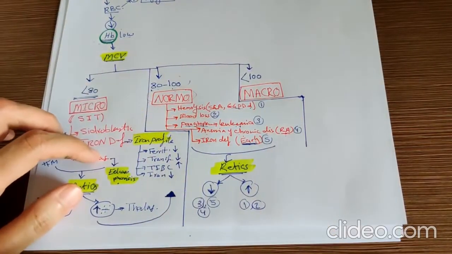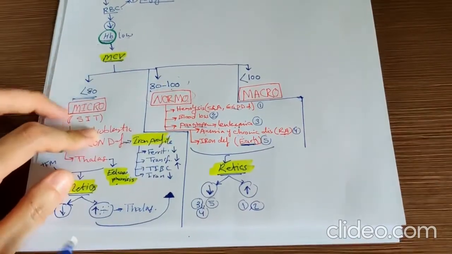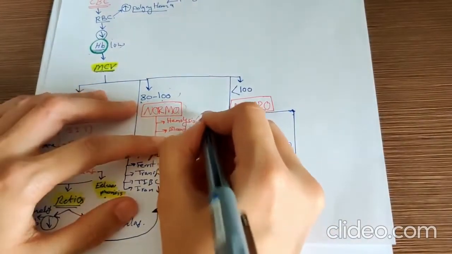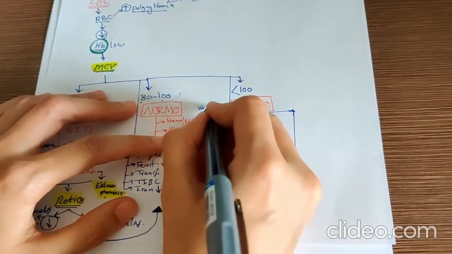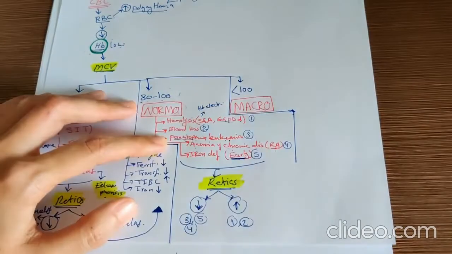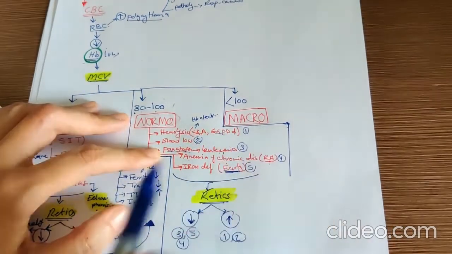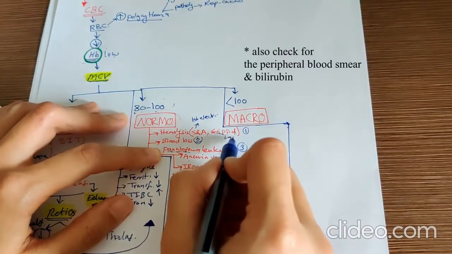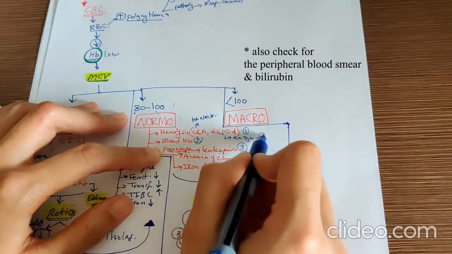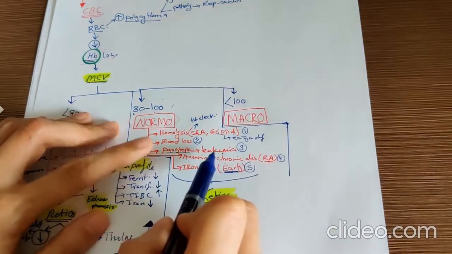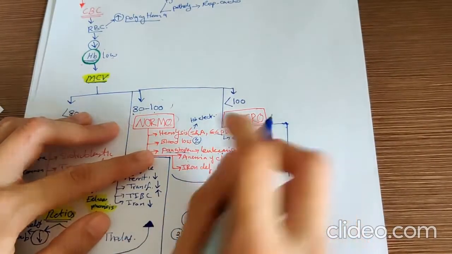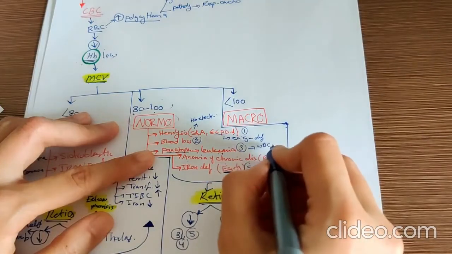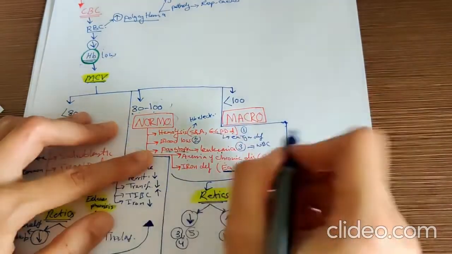What will you do next? Of course, I want to confirm all of these. For sickle cell anemia, I will order hemoglobin electrophoresis. For G6PD, I need to order a check of the enzymes, for enzyme deficiency. For leukemia, of course, I will check the WBC number plus the WBC differential.